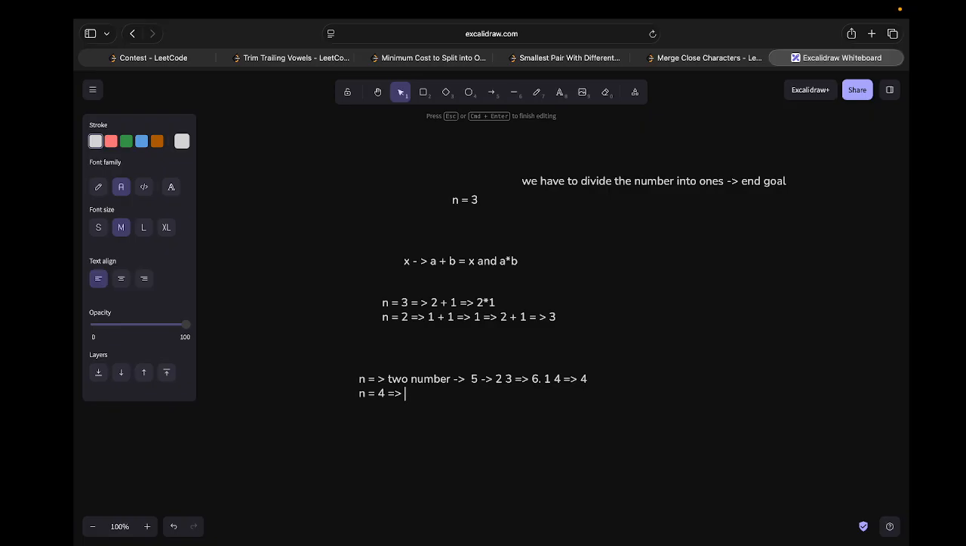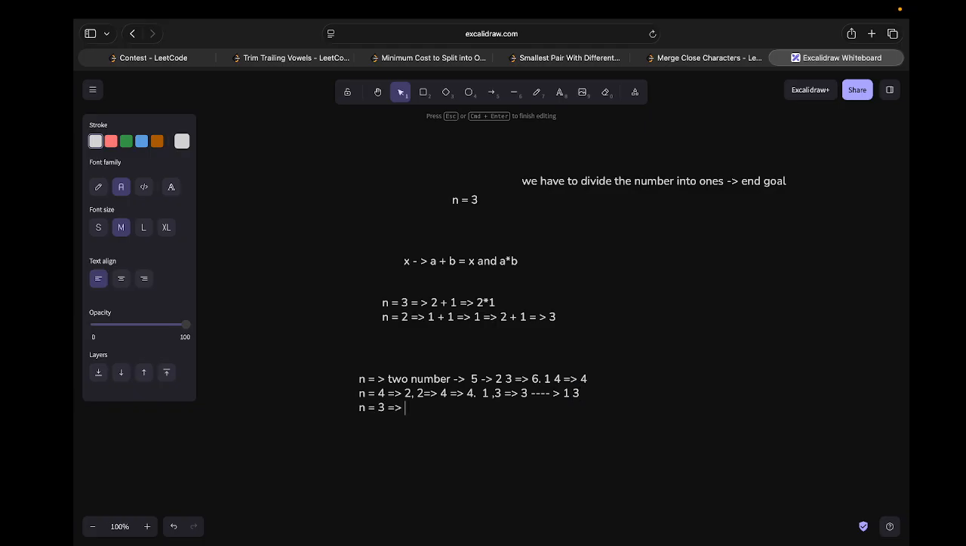For the 4, there are two possibilities: 2 and 2, which gives you the summation of 4, where the cost is also 4, right? And the other is 1 and 3. Their summation is also 4, but their cost is 3, right? So which is minimum? We are going to take 1 and 3. So in our current situation, we have taken two numbers, 1 and 3. In the next step we take 3, because from the two numbers, 1 is already 1, and now we have to make 3 into 1, right? So this is what we have to do over here.